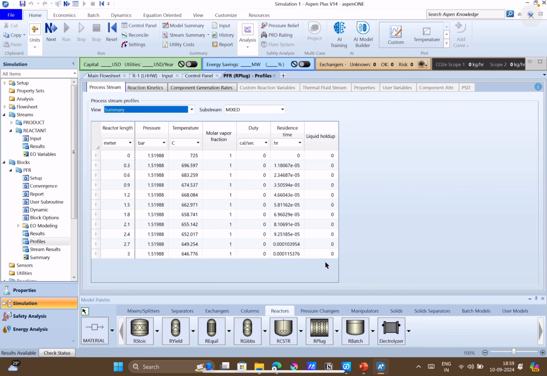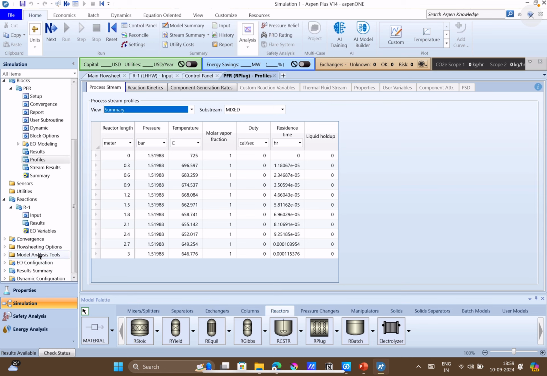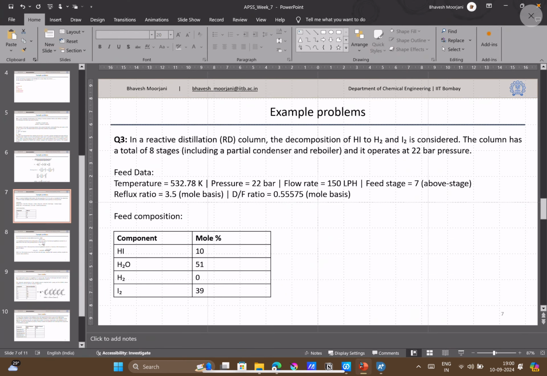Composition is not here, sorry. Let's do a sensitivity analysis and see, with the change in the length of the PFR, how conversion is happening. Is there some issue on this?